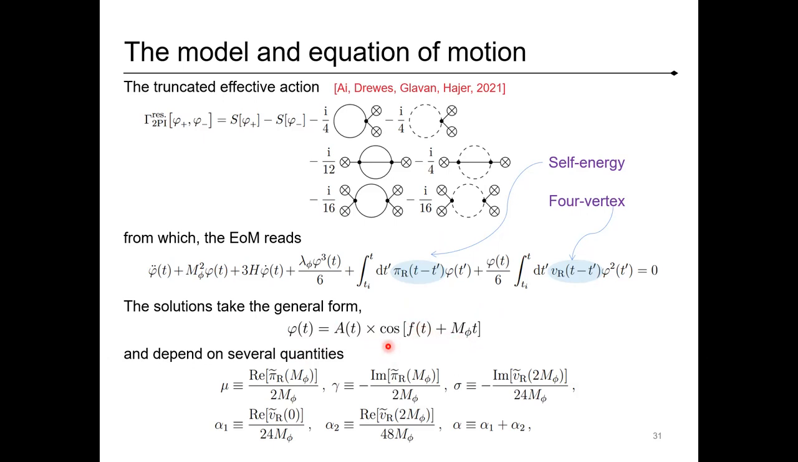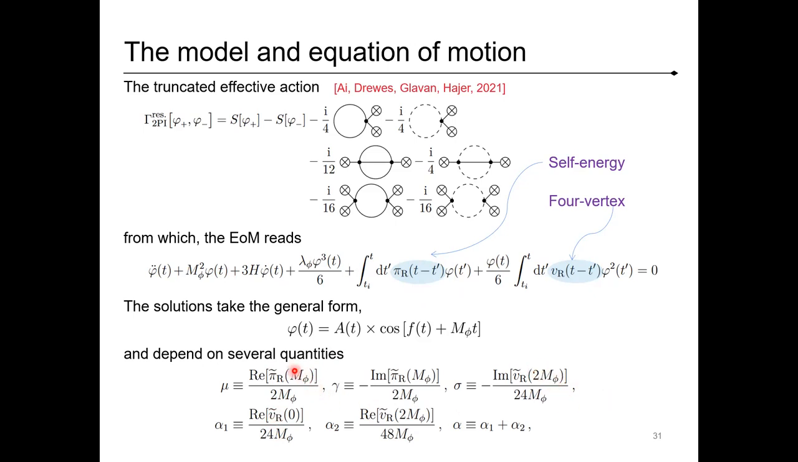Now, without corrections, we just have the classical motion. It's a harmonic oscillation with frequency m phi. Of course, m phi has corrections from these two diagrams. And in the solutions, f(t) and A(t) will depend on some quantities. In particular, they will depend on the self-energy and the four-vertex. We have defined some quantities. Basically, they are the real part of the self-energy and the imaginary part of the self-energy. Also, the real part of the proper four-vertex function and the imaginary part of the proper four-vertex function. Here, tilde means the Fourier transform. Okay, so you have some function here, and then you take the Fourier transform, and you evaluate the Fourier transform of the self-energy at the frequency m phi, and the proper four-vertex function at frequency 2 m phi.